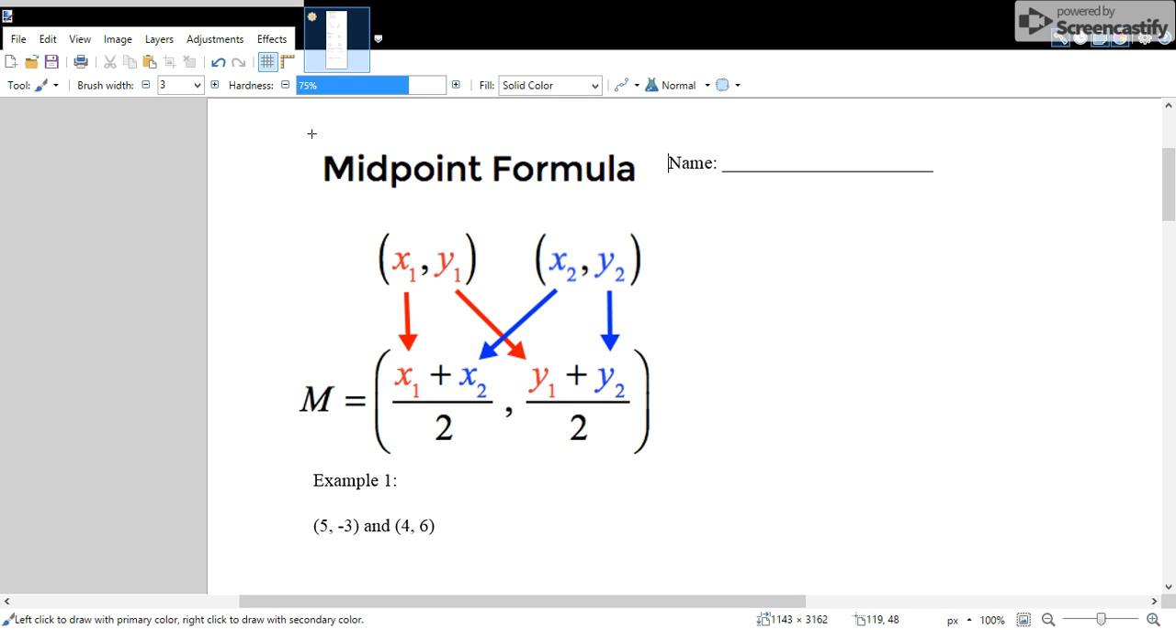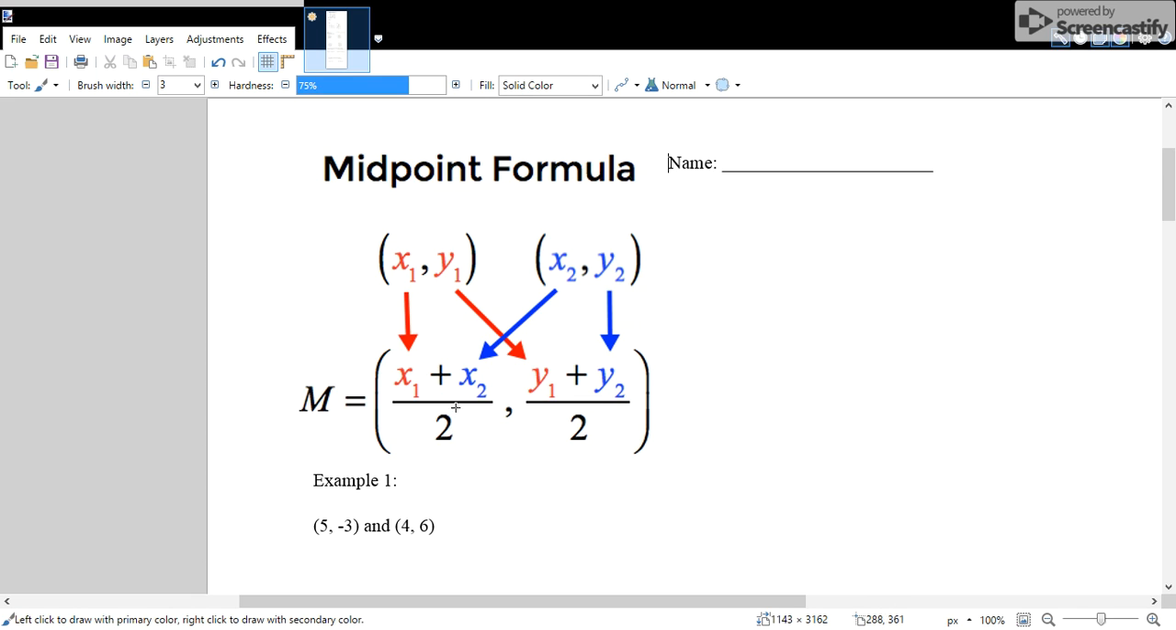This is the additional topic over the midpoint formula. So let's talk about the formula here. We're given two points, x1, y1, x2, y2. Be sure to label those. And then you take the average between them.